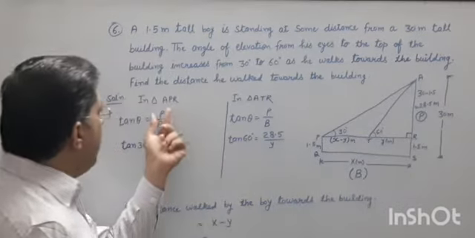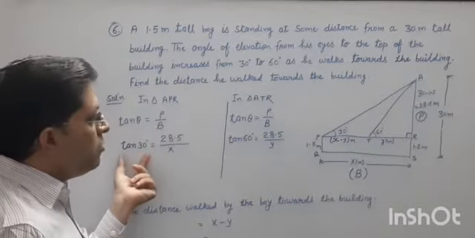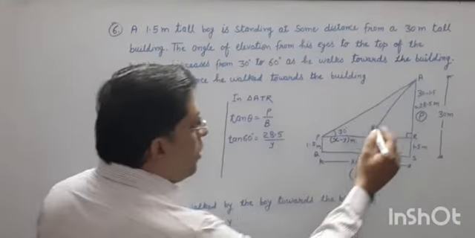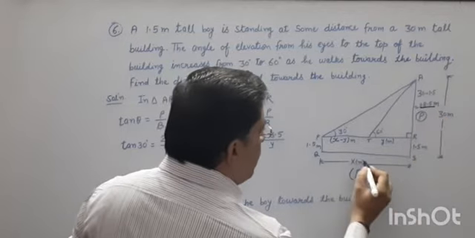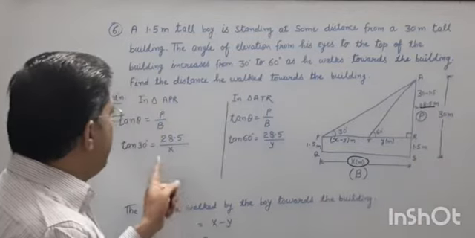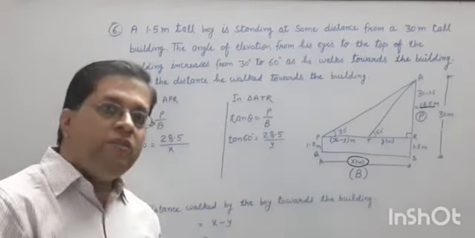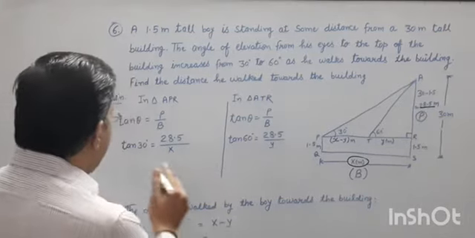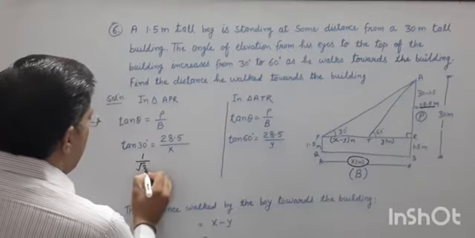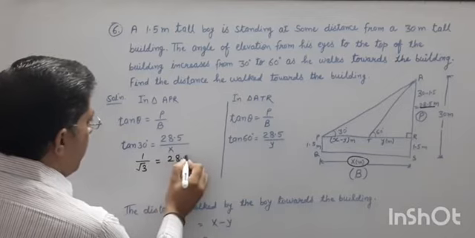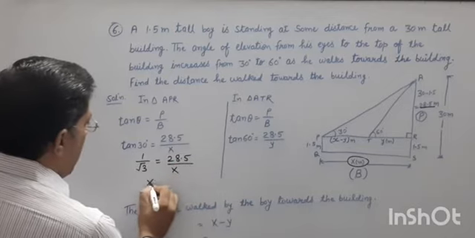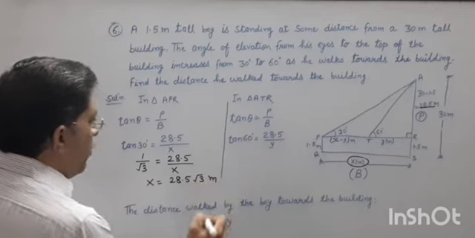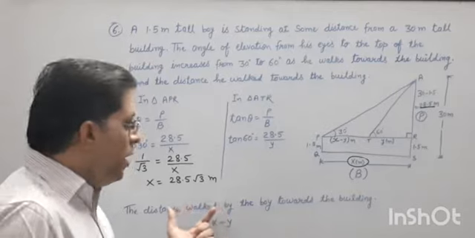Now APR, perpendicular upon base. What is the angle? It is given 30 degree. Perpendicular is what? Perpendicular is your 28.5 and base is X meter. Tan 30 is what? Tan 30 is 1 upon root 3. This is 1 upon root 3 equals 28.5 upon X. After cross multiplying, 28.5 root 3, this is X.